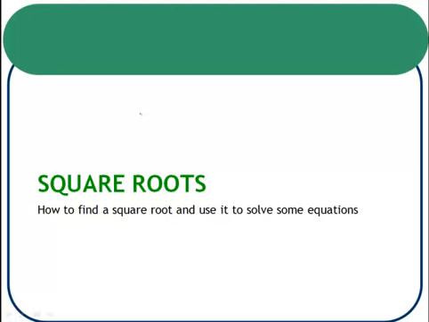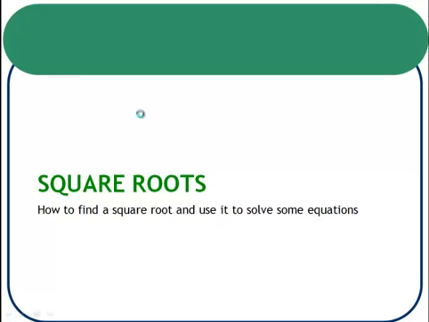Hey, today we're going to learn how to solve an equation by finding a square root. And that will allow us to solve some specific types of equations in a method that's a little easier than the factoring method we learned before. Unfortunately, we can't do this for all problems, but we'll get into that later.